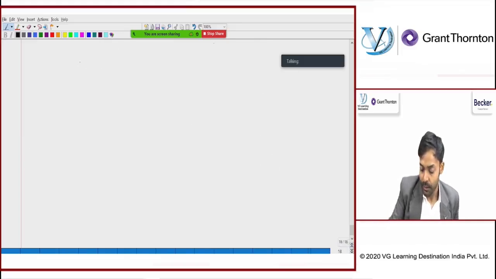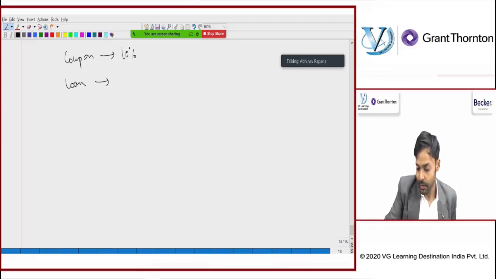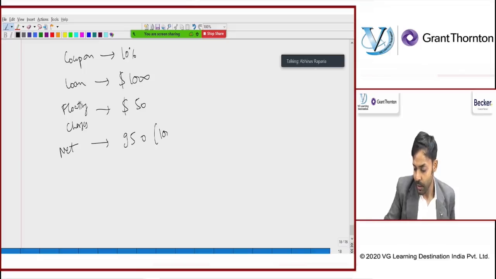Okay. What is effective interest rate? For example, you have been given a coupon of 10%, and you have taken a loan of say $1,000. And there are some floating charges that you have to bear, say $50. So the net amount you will receive is going to be $950, which is 1000 minus 50. So this is the coupon rate in case this is given to you.